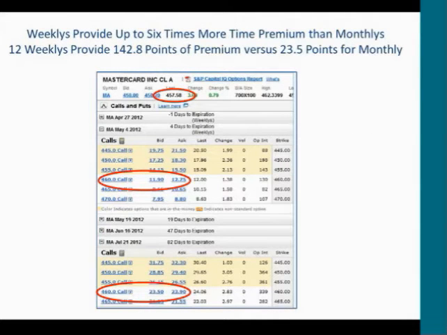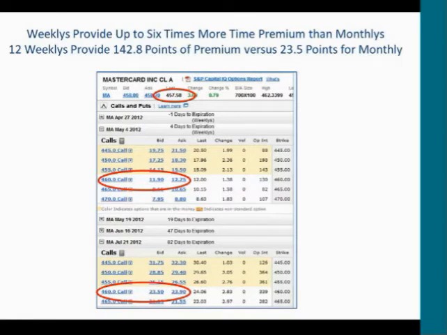Now, one of the reasons why this strategy is so lucrative is because the weekly options provide a lot more time premium than monthly options. And I took a snapshot. This is of MasterCard, and at the time, MasterCard was trading at $457.58. So the at-the-money call would be the $460 call.